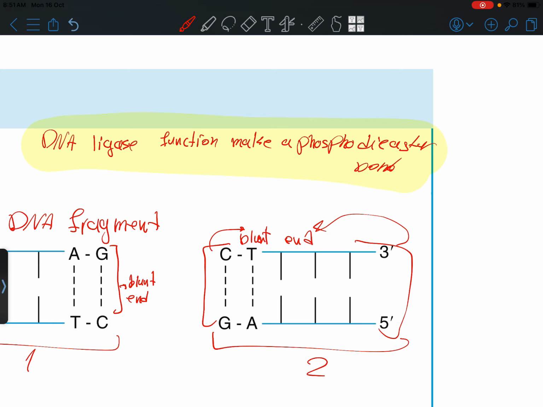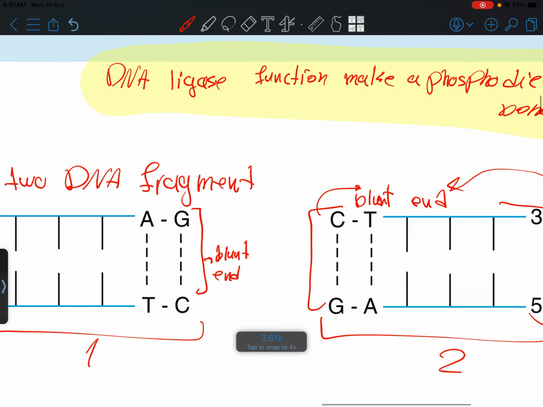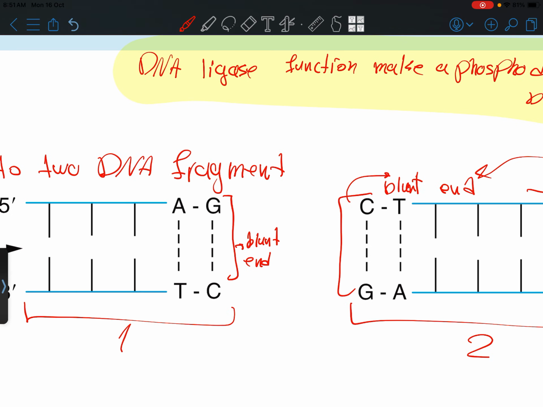But imagine if you take one from this side to the other side, like here, what will happen? It can join this end with this end. So it can give us what? Two different fragments. Here, what about here? Just one fragment. Is it possible that it will join this end with this end?